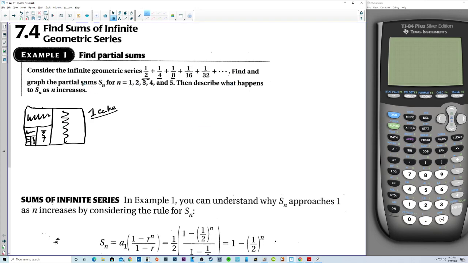We're going to find and graph the partial sums. So we're going to look at the partial sums for this and then describe what happens as S sub n as n increases, and I kind of gave it away. It's going to 1. So what about partial sums? Let's look at the first partial sum, and the first partial sum is just the first term, 1/2.